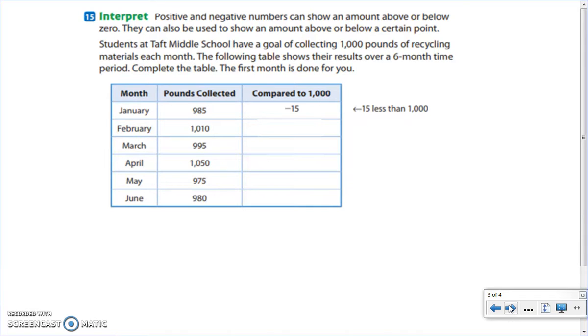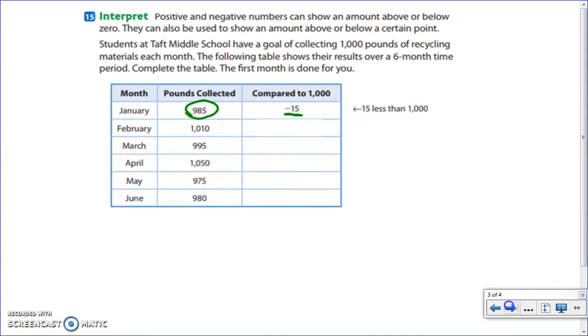So you can see that in January they collected 985 pounds and their goal was 1,000 pounds. And so because they did not reach their goal, they were under their goal. They were 15 pounds under their goal. We could represent that when we're comparing to 1,000 as negative 15. So they were 15 pounds under.